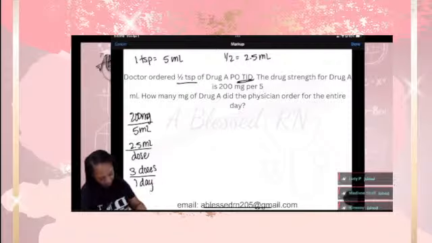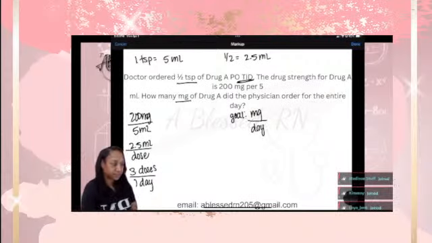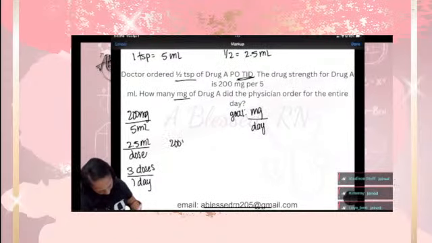Alrighty. So then our goal is to find out how many milligrams per day the physician ordered. So we're looking for milligrams. We'll start with milligrams, okay? 200 milligrams per 5 mLs. Okay?